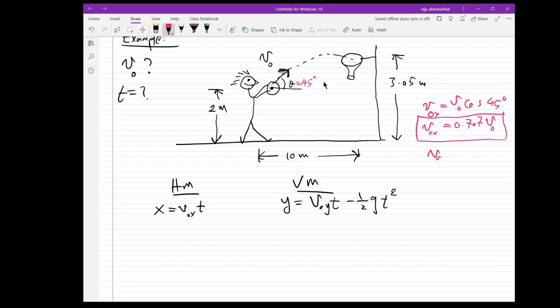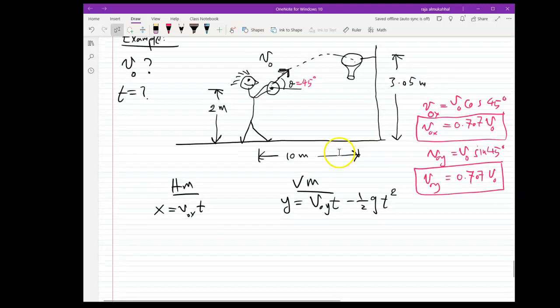And then I have V naught Y is equal to V naught sine 45 degrees. And as you know, cosine and sine are the same. So V naught Y is also 0.707 V naught. Again, I'm going to put them like that, because I can plug V naught X and V naught Y right in here. And then hopefully some magic will happen. So remember, I'm looking for the time of flight and I'm looking for V naught. Got it? Okay. So how do we do it?